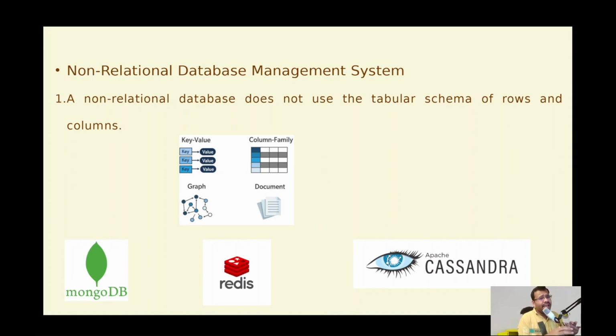So Redis is a popularly used non-relational database management system to store the data of JSON, XML, or any document related data in the form of key and value.